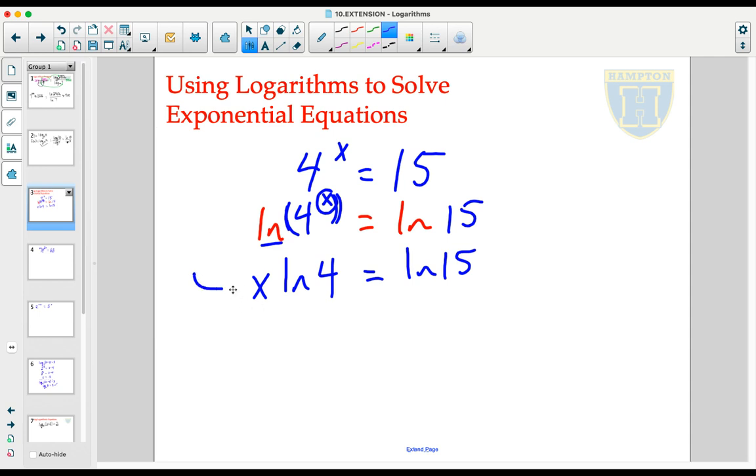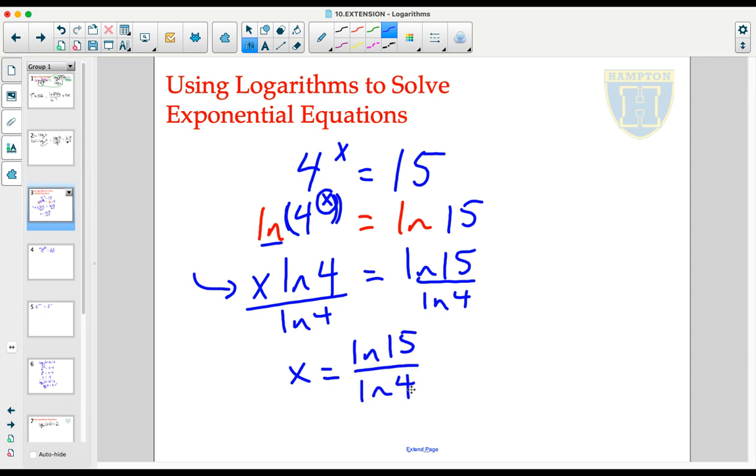Now we have the x that we're looking to solve for out of the power, and we divide both sides by the natural log of 4, and we get that x is equal to the natural log of 15 over the natural log of 4. Typing that into a calculator very carefully, we get that x is about 1.95, which jibes with our thinking from before.